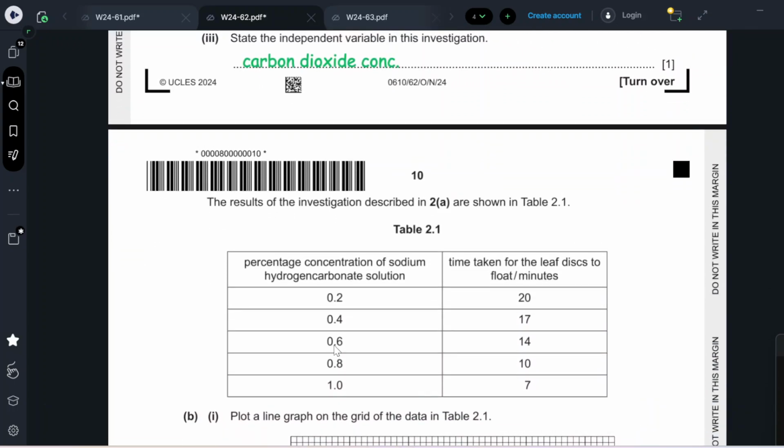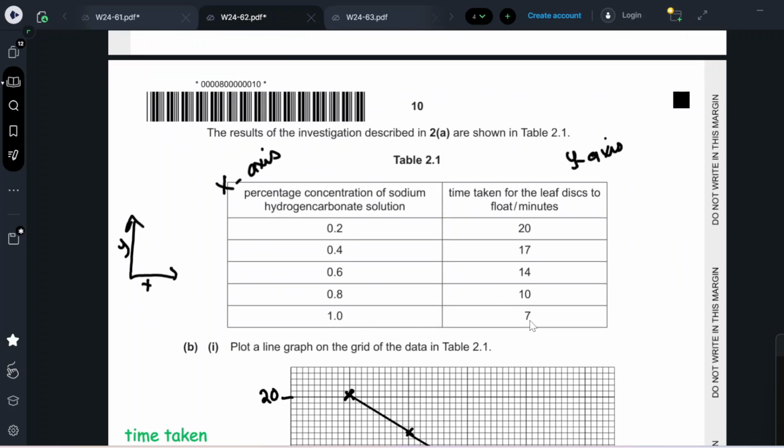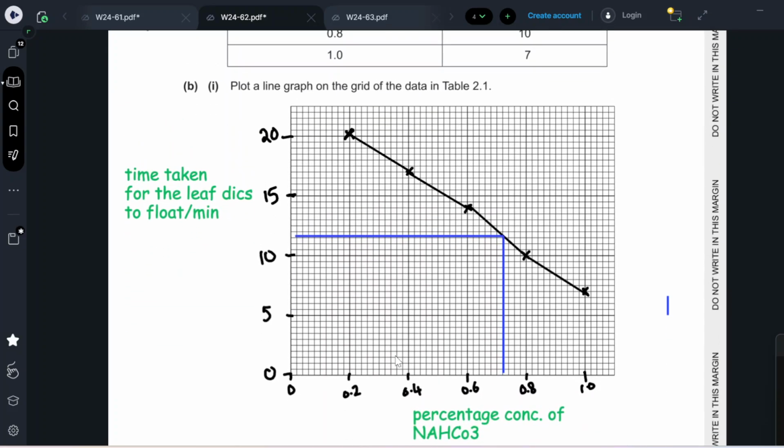These are the results. Left side of the table on the x-axis. This is the x, this is the y. Right side on the y-axis. Put the labels on the x-axis and the y-axis. Put the scale, 0.2, 0.4, 0.6, 0.8. Here I have from 7 to 20, and for the y-axis from 0 to 20: 0, 5, 10, 15, 20 scale.